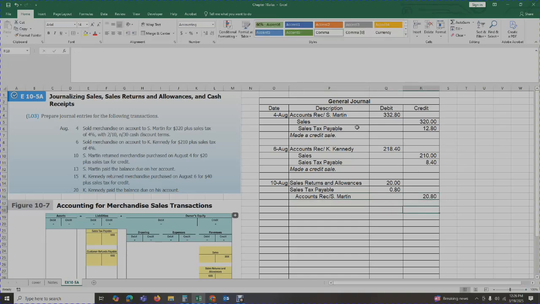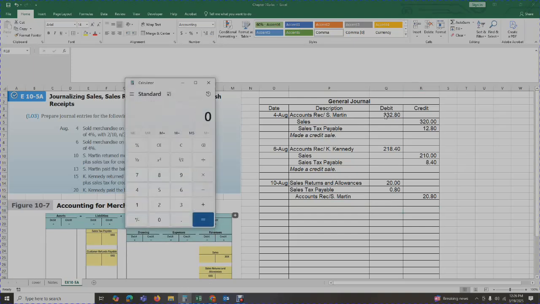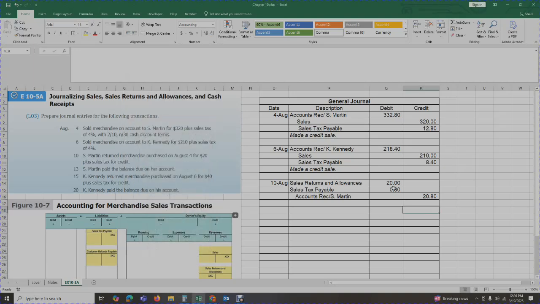Okay, so if we look over here at our receivable, Martin used to owe me $332.80. Now they made a return. That means that they owe me $20.80 less. So if Martin had to pay me, Martin will only have to pay me $312 at this point in time. So the return is being offset against the receivable because at this point in time, Martin has not paid us yet. Okay, so that happened on the 10th.